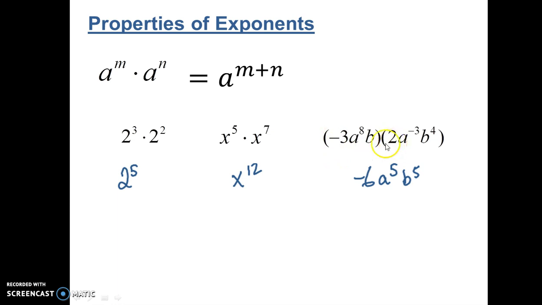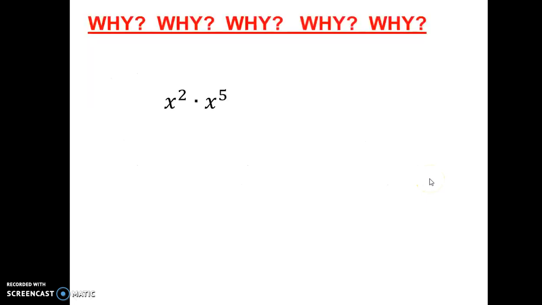You multiply the coefficients, -3 times 2 to make -6. Then a to the 8th power times this, you're going to add those exponents, and 8 plus -3 is actually 5. And then b, this is like a b to the first power, and b to the fourth. That means we have b to the first plus b to the fourth, and then we have b to the fifth there. All right, why does that work?